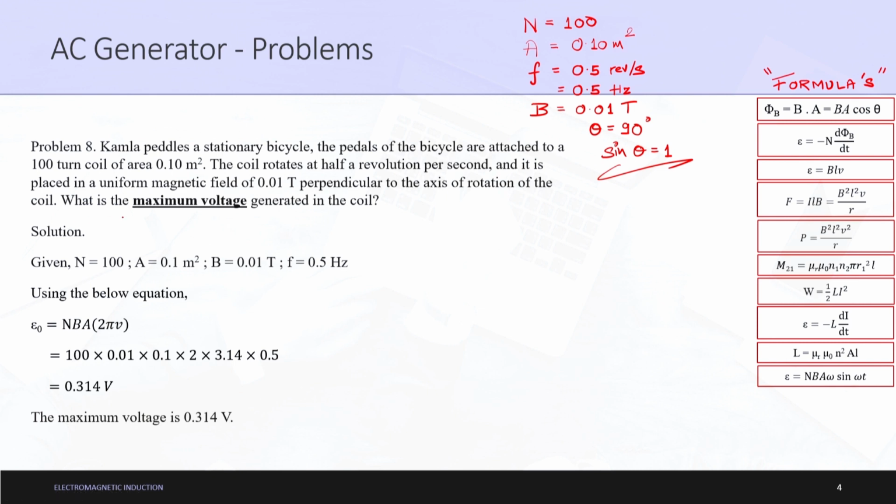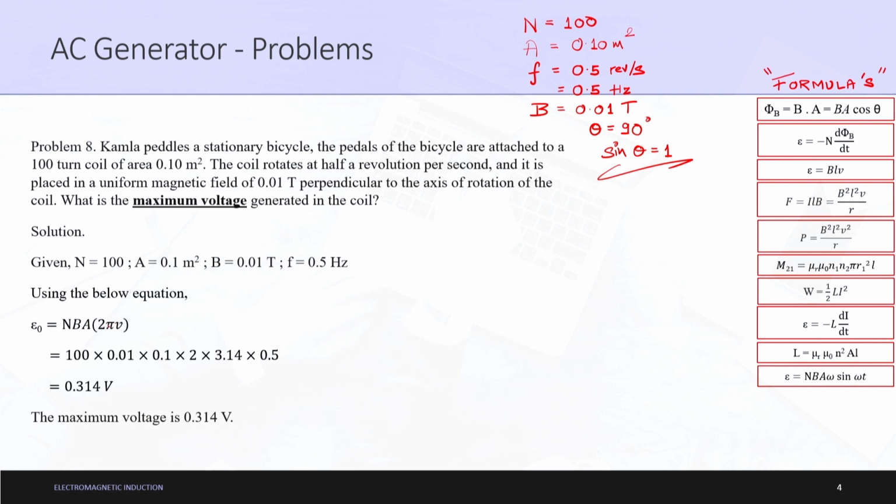Moving on, what is the maximum voltage generated in the coil? A simple mathematical substitution into this formula is being used here. There is nothing difficult in this, only mathematical calculations are involved. So, let us look over the solution here. Given N is equal to 100, A is given, B is given, and f is given. Then, using the below equation, what was the below equation? That is NB into omega.